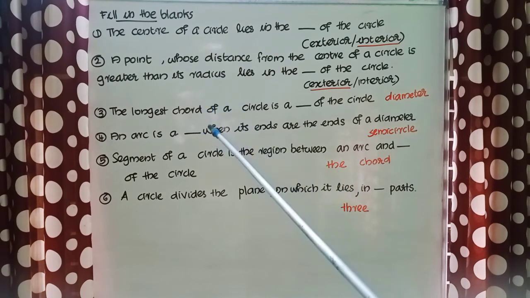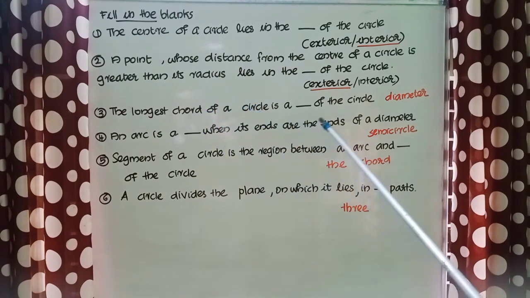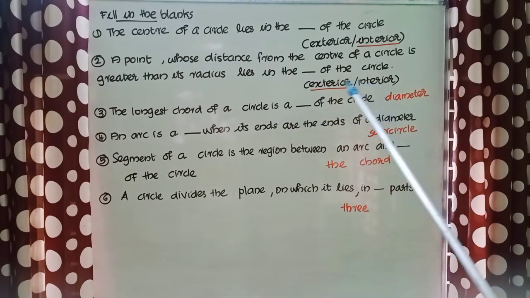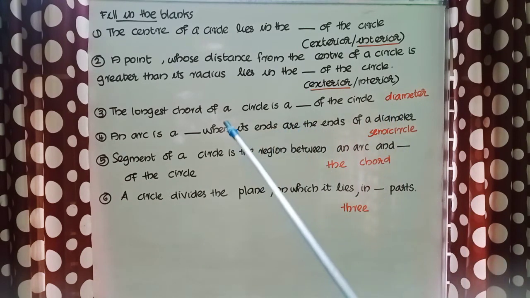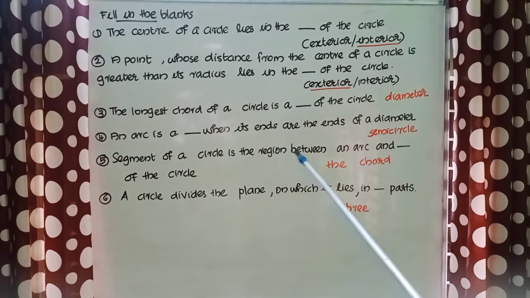An arc is a dash when its ends are the ends of a diameter. An arc is a semicircle when its ends are the ends of a diameter. A segment of a circle is the region between an arc and a dash of the circle. The answer is the chord. A circle divides the plane on which it lies in dash parts. A circle divides the plane into 3 parts.